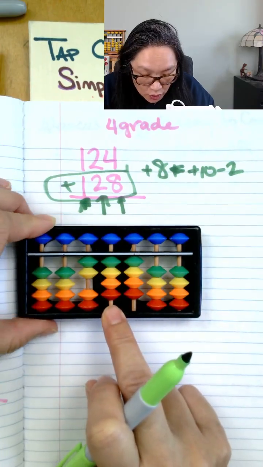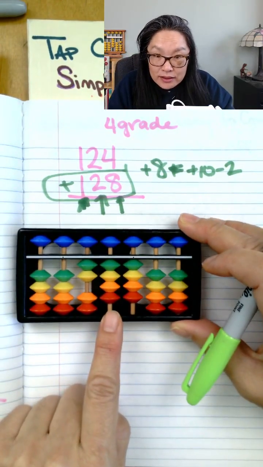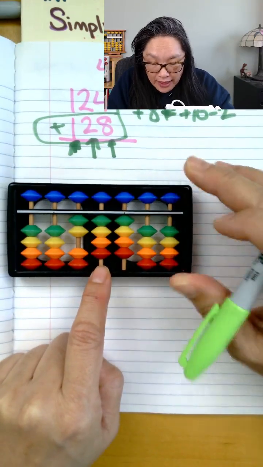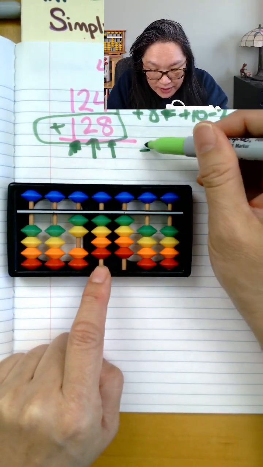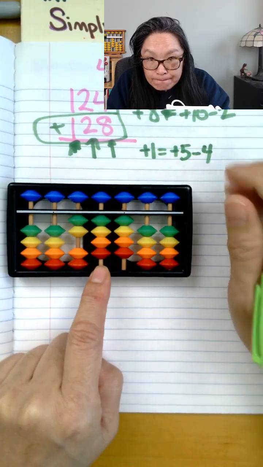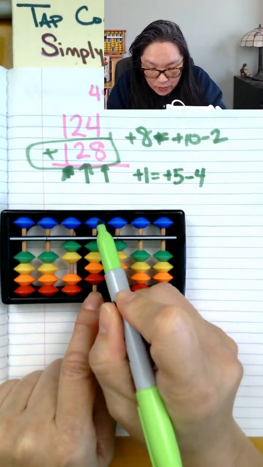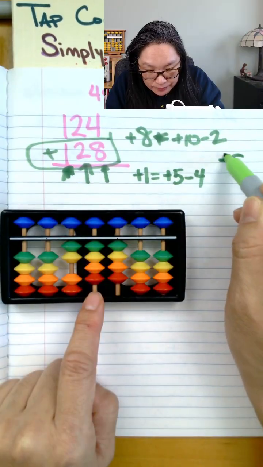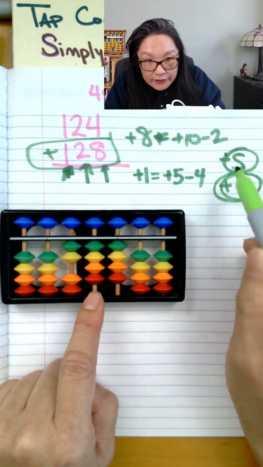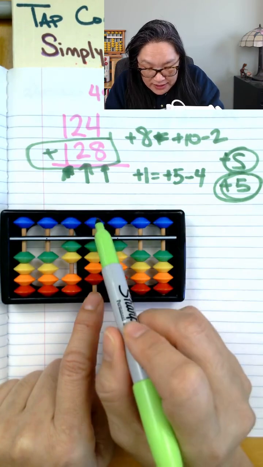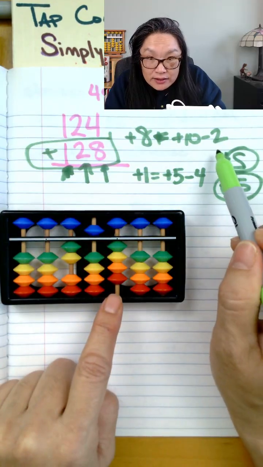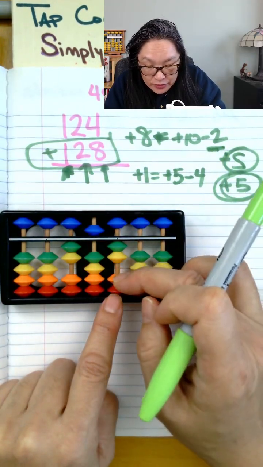Notice I don't have enough beads to plus the 10. So same thing: plus 1 is equal to plus 5 minus 4. We tried it simple, and can't do it, so we have to make the 5. Can we do it? Yes, we can. Plus the 5 is plus the 5 minus the 4. Then don't forget minus 2. So we're going to minus the 2.